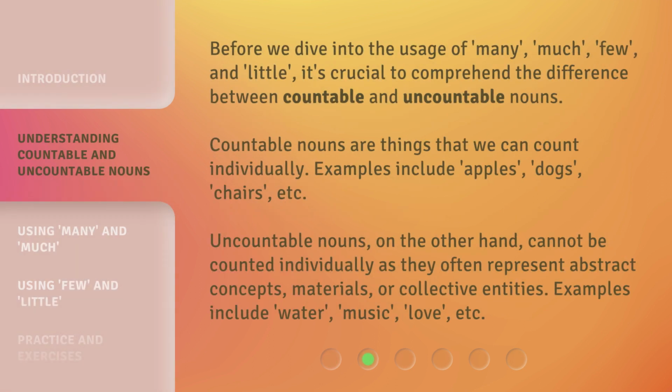Before we dive into the usage of many, much, few, and little, it's crucial to comprehend the difference between countable and uncountable nouns. Countable nouns are things that we can count individually. Examples include apples, dogs, chairs, etc. Uncountable nouns, on the other hand, cannot be counted individually as they often represent abstract concepts, materials, or collective entities. Examples include water, music, love, etc.